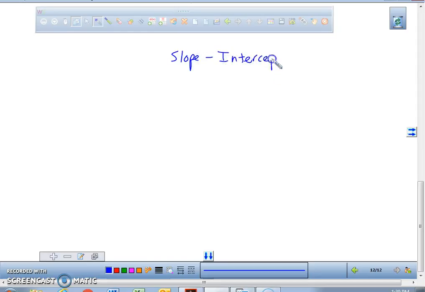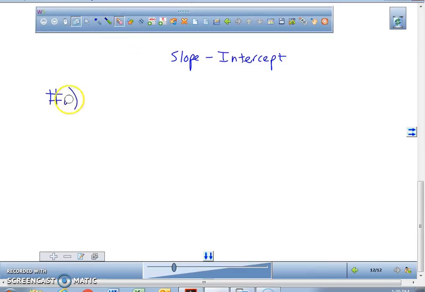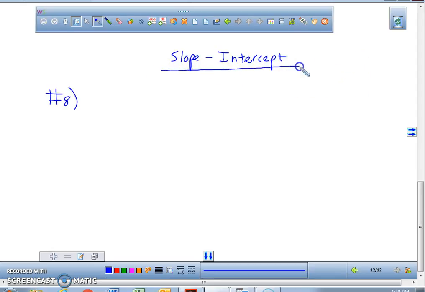this same problem. So in your journal, I want you guys to write number 8, except this time we're not going to title it point-slope form. This time we're going to title it slope-intercept. I'm giving you 2 ways to look at things, okay? So we're going to use y equals mx plus b to eventually get our formula in y equals mx plus b.